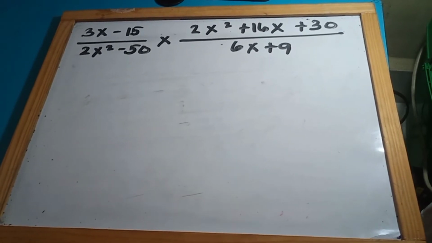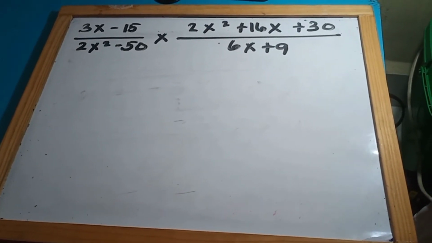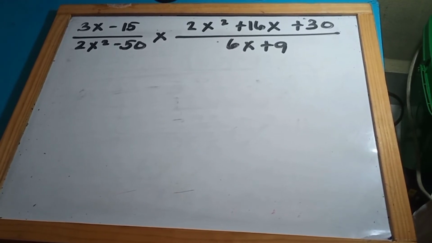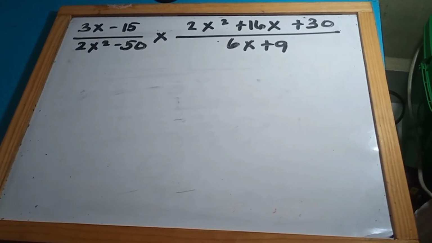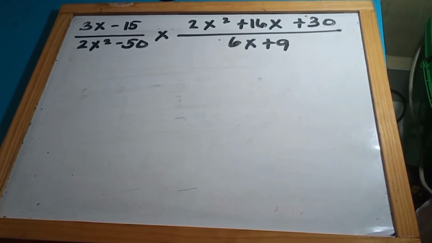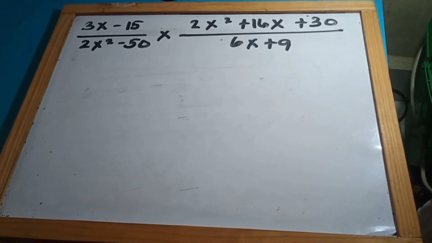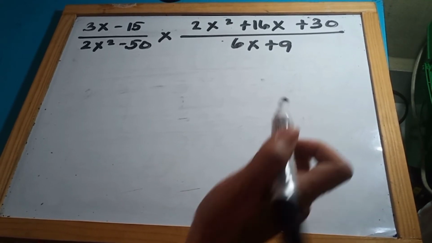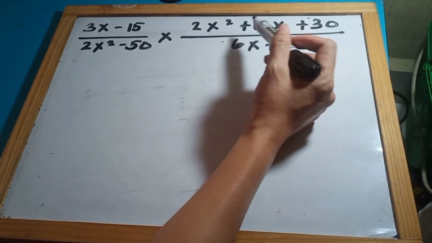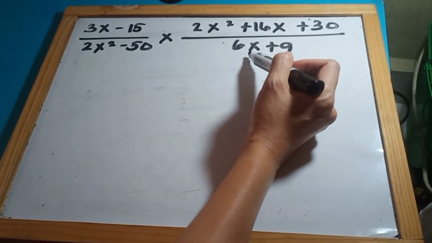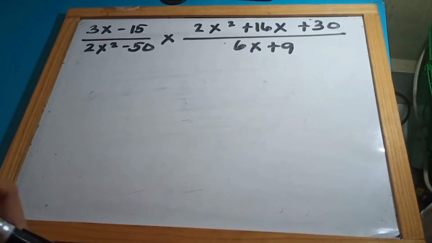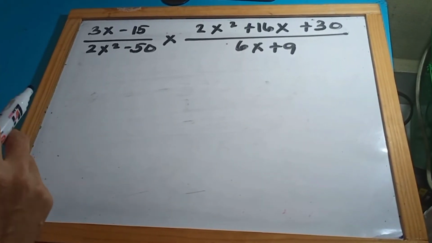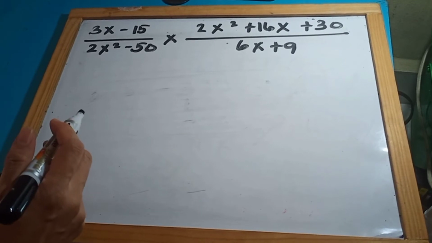Okay, so again, let's have an example ng mathematical expression na pwede nating ma-encounter sa ating let exam. Okay, so we have 3x minus 15 all over 2x squared minus 50 times 2x squared plus 16x plus 30 all over 6x plus 9. Okay, so first, i-factor muna natin yung bawat term or bawat group of terms.